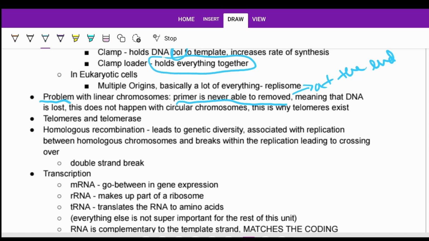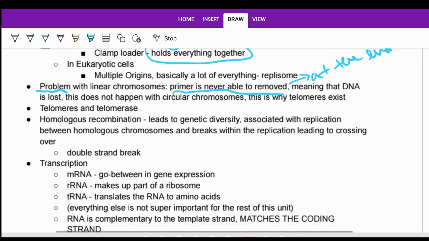And so in order to fix that, we have telomeres. Telomeres are basically a bunch of repeats at the end of a DNA sequence. So it would just be like A, C, C, A, C. It just keeps repeating and repeating and repeating. So that builds in some buffer. That doesn't really do anything. It just builds in buffer so that when we replicate, we're not losing useful information. We're just losing old information.